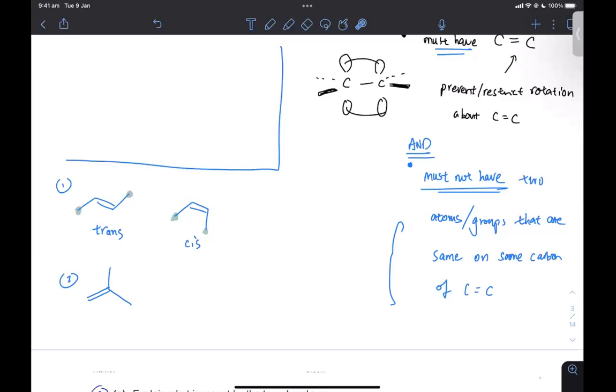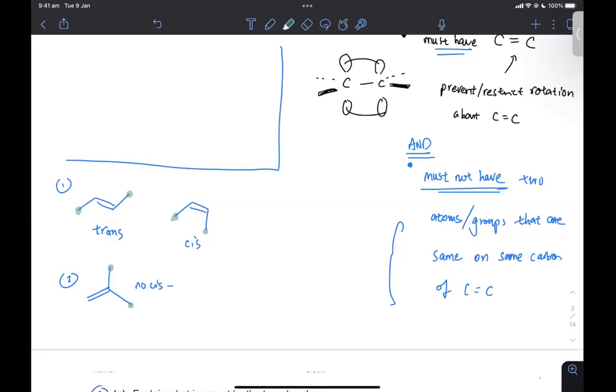But the concept is the same. Elaborate your idea. Show the examiner what you're talking about. Get straight to the point, okay? So there is no cis and trans because you have the two groups, the two CH3, they are the same on the same carbon of the carbon-carbon double bond. Doesn't satisfy this condition, no cis and trans.